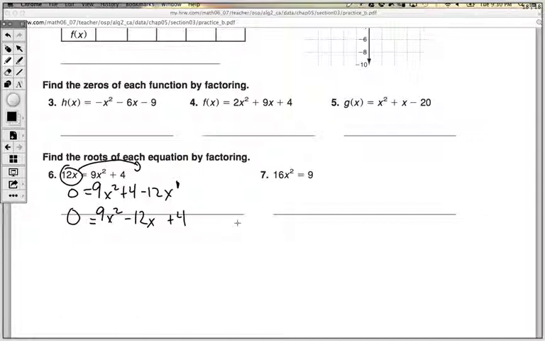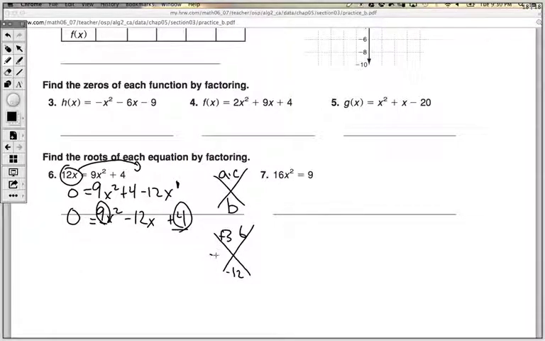Okay, a couple of things happen here. In fact, this does fit one of those patterns from the last one. But I'm going to do the crazy thing, that whole split the middle thing, where I have A, C on top and B on bottom. So I got to do A times C. Here's my A times my C. 9 times 4 is going to give me the top. So that'll be a 36. And then the bottom is that negative 12. So what multiplies to positive 36 but adds up to negative 12?